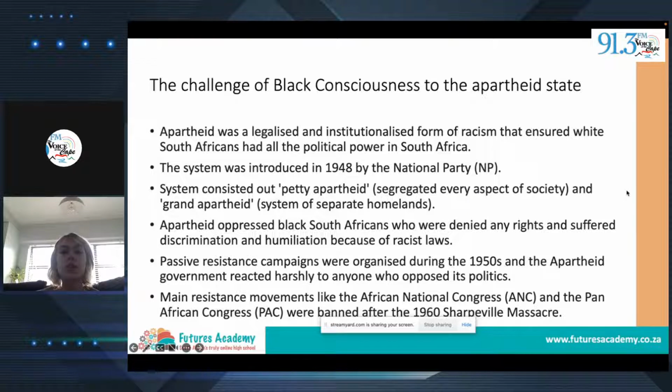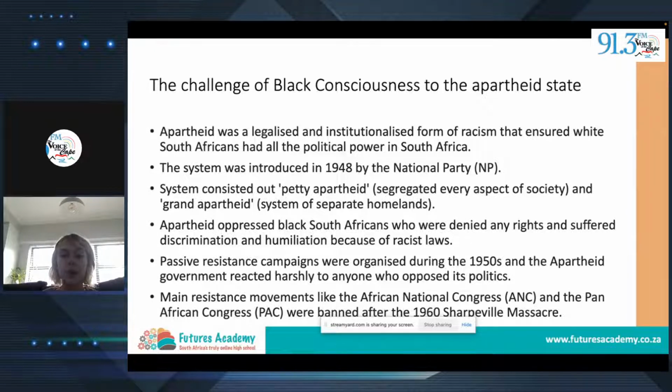The system was introduced in 1948 by the National Party, NP. The system consisted of 2 systems of apartheid. Firstly, the grand scheme of apartheid and the petty scheme of apartheid. The petty scheme of apartheid segregated every aspect of society, whereas grand apartheid was the system of the separate homelands that existed. Okay, so apartheid oppressed Black South Africans who were denied any rights and suffered discrimination and humiliation due to racist laws.